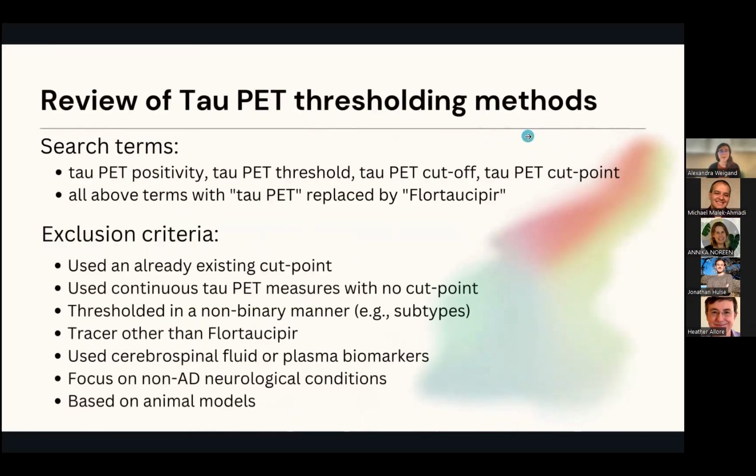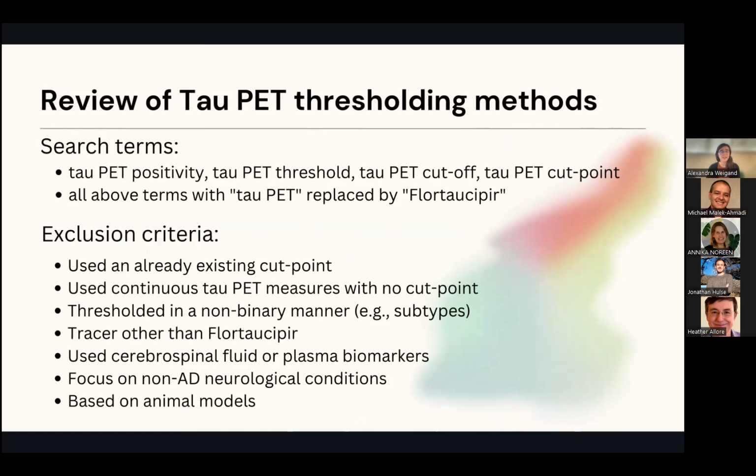This is work that I conducted that's now published in Alzheimer's Research and Therapy earlier this year. For this systematic review, I used the following search terms: tau PET positivity, tau PET threshold, tau PET cutoff, or tau PET cut point, to really capture all of those ways that we can create that binary variable of tau PET positive versus negative. And we replaced all the above terms with fluortaucipir, because this is the tracer that I was specifically focusing on for this systematic review, just to keep it consistent within one radiotracer.